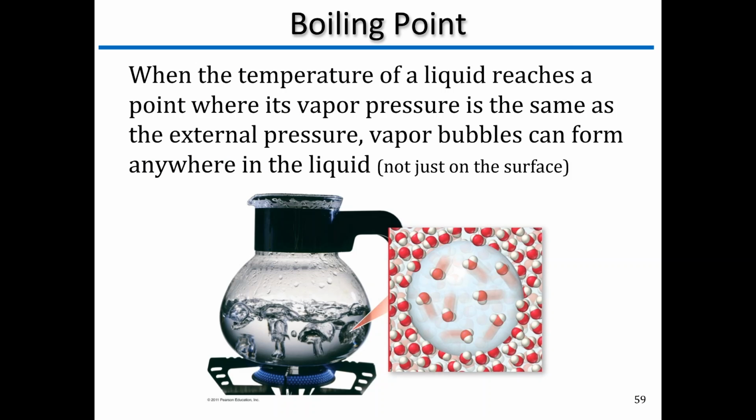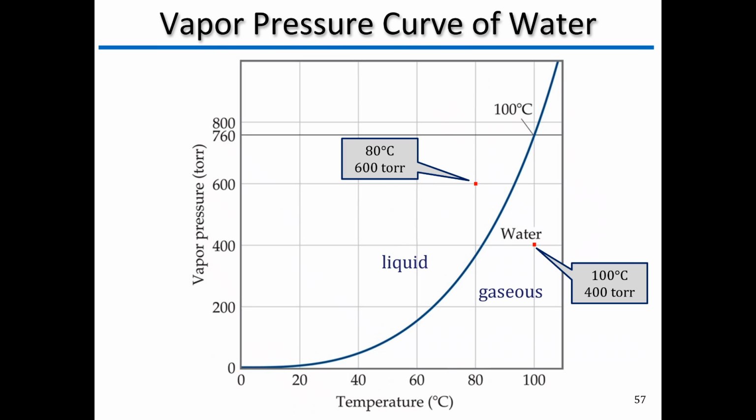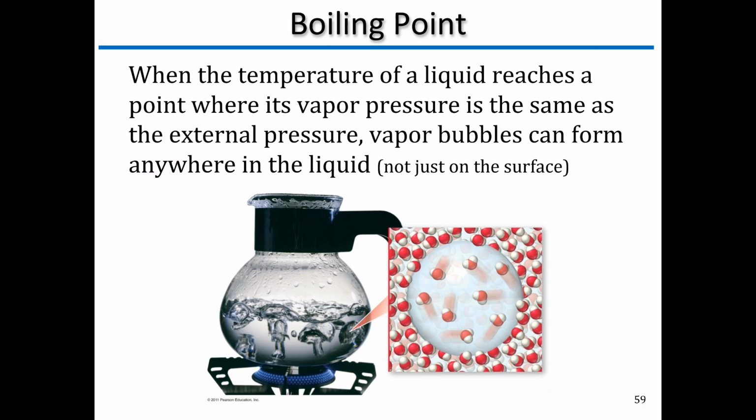So when the temperature of a liquid reaches a point where its vapor pressure is the same as the external pressure, that's when we start to boil. That's why I was saying that at any point on this curve, you can figure out at that pressure and that temperature what phase it's in, because at least in this particular instance, I'm assuming that this vapor pressure is essentially equal to the room pressure. That's what I was getting at there.